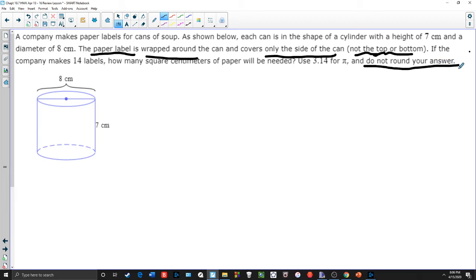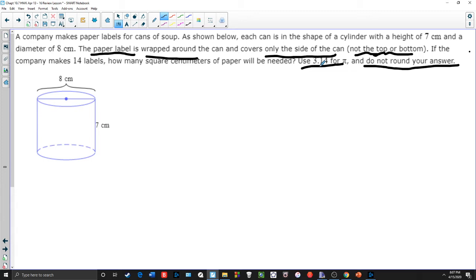So that means we don't want to, as it says here, round our answer. So we're going to do our best not to. And we're going to use 3.14 instead of pi. When it says this, that means you have to write in 3.14 in your calculator, not the pi button, because if you type in the pi button, you'll have to round. And again, it says do not round. So just make sure you follow the minor detailed instructions here.